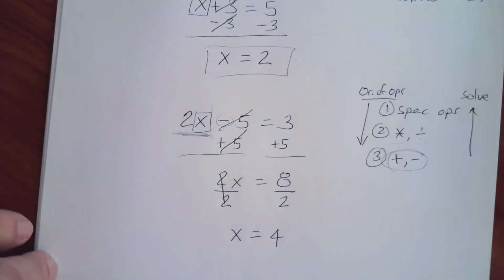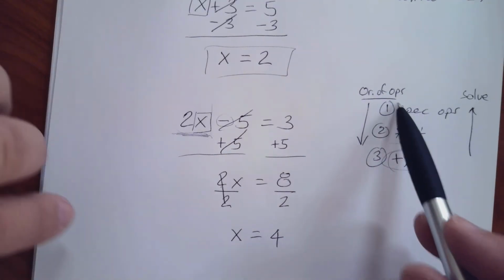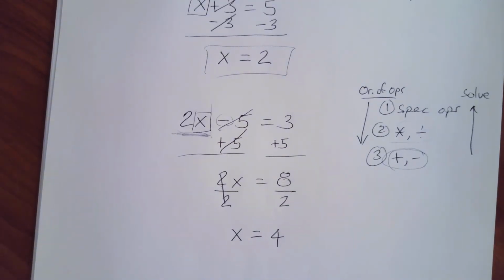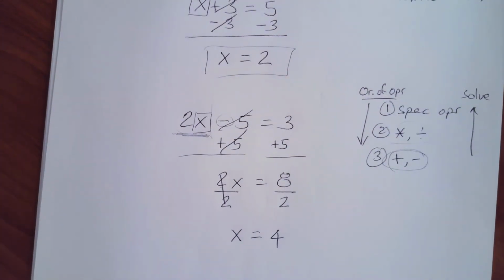You said the order of operations goes from 1 to 3, and it changes when you need to solve? Yes, because whenever you're given something to simplify, you're going to do that order of operations. When you're solving, you go up.